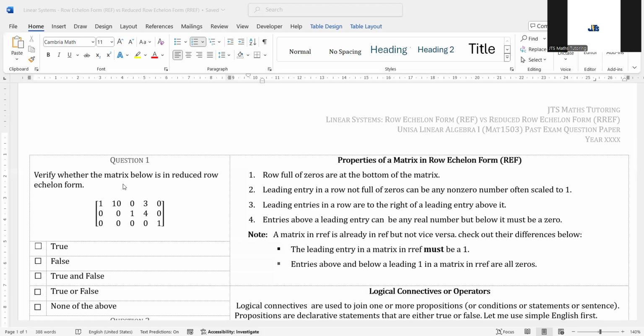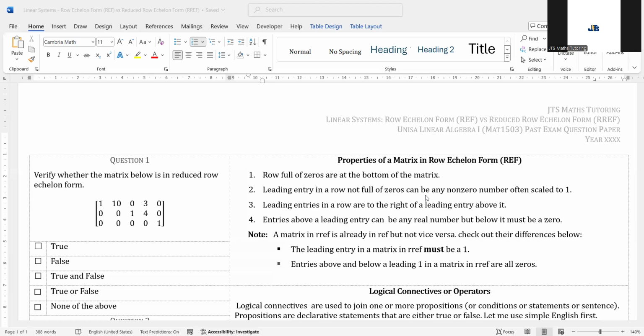Right. So first things first, you need to know the properties of a matrix in row echelon form as well as the properties of a matrix in reduced row echelon form. So for a matrix to be in row echelon form, if you have a row full of zeros, it must be at the bottom of the matrix. And a leading entry in a row not full of zeros can be any non-zero number, often scaled to 1. Take note of this.